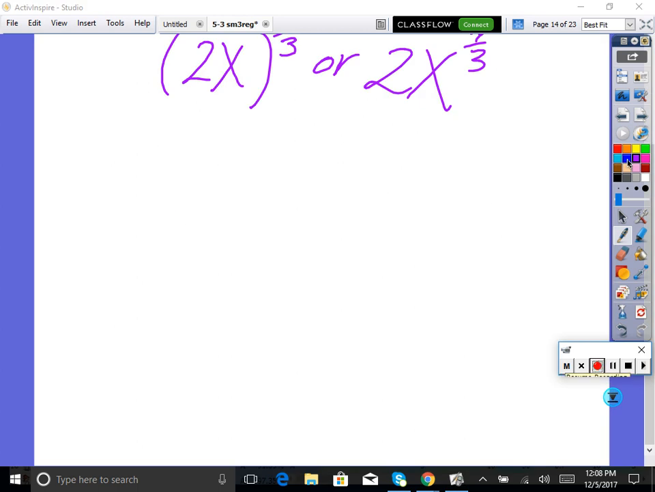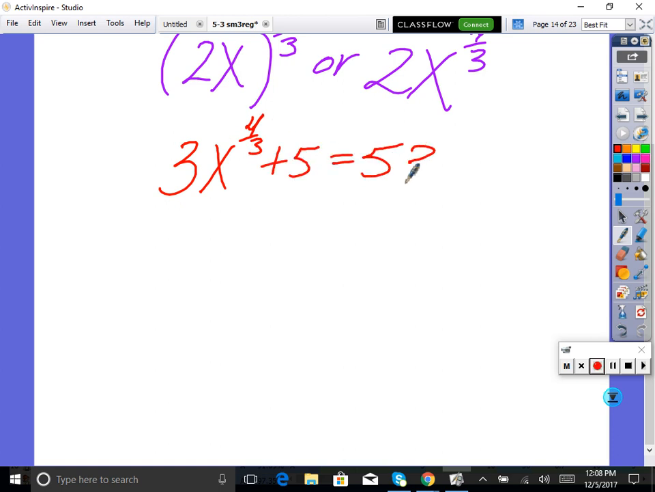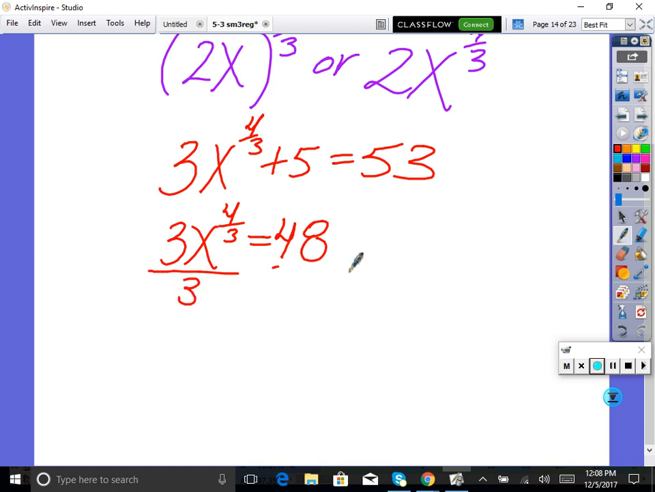You don't want to be the statistic, you guys, because I'm not going to get an A on the test statistic. So we have 3x to the 4/3 power plus 5 equals 53. So we would first subtract 5, wouldn't we? 3x to the 4/3 equals positive 48. Then you would divide both sides by 3, wouldn't you? Since 3 is not in parentheses. So we have x to the 4/3 equals 16.